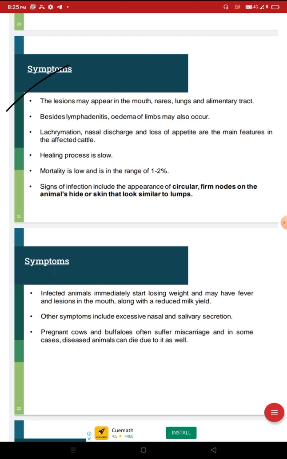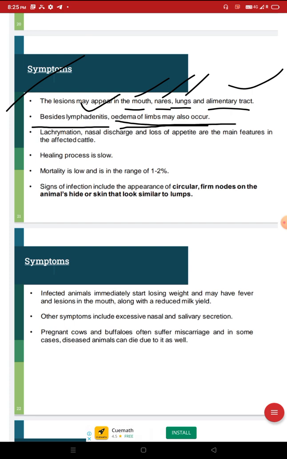Come to the point, that is symptoms. The lesions may appear in the mouth, nares meaning nose, lungs, and alimentary tract. Besides, lymphadenitis, meaning inflammation of lymphatic glands, and edema of the limbs may also occur.